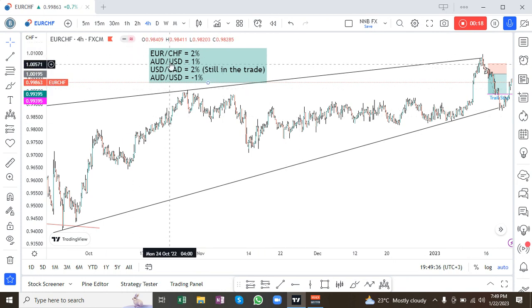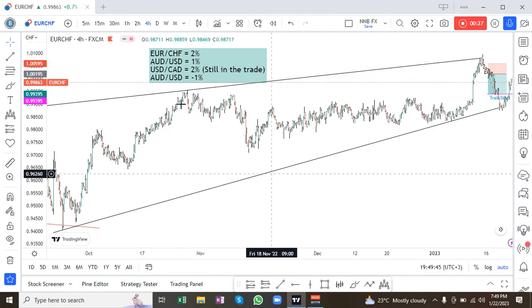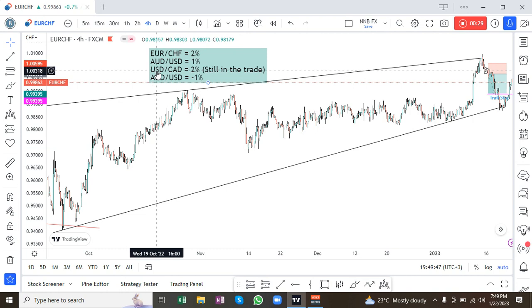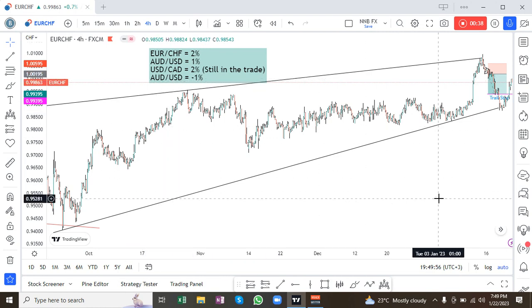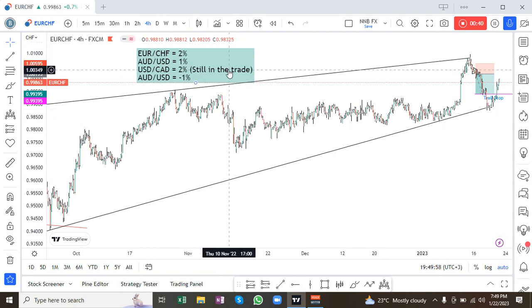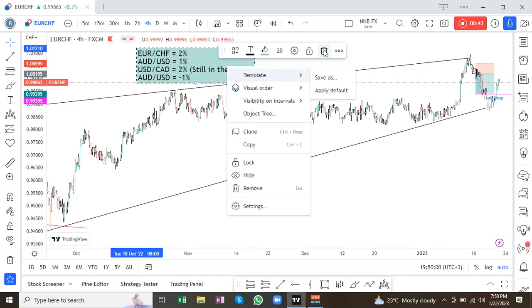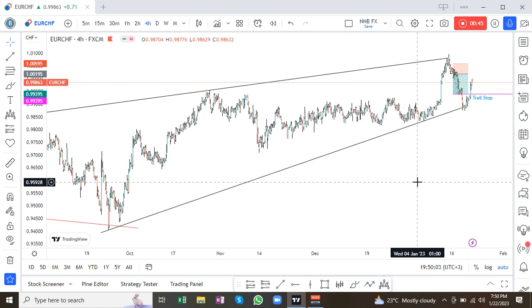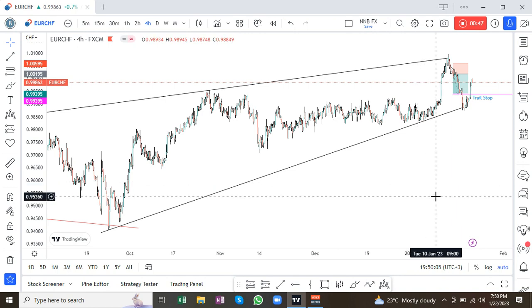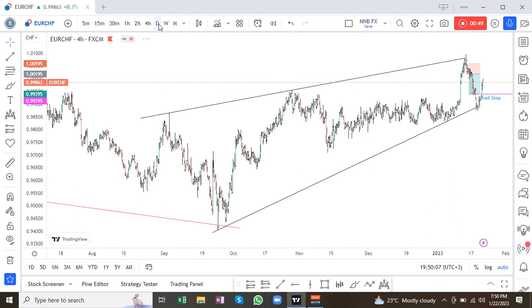So I took one trade on Euro Swiss franc and 2 trades on Australian dollar against US dollar and one trade on US dollar, Canadian dollar. The first three I made profits, and the last one on Australian dollar against US dollar, which I took on Friday, I was stopped out with a loss. So we'll start with the Euro Swiss franc, how I spotted the trade and how I took it.